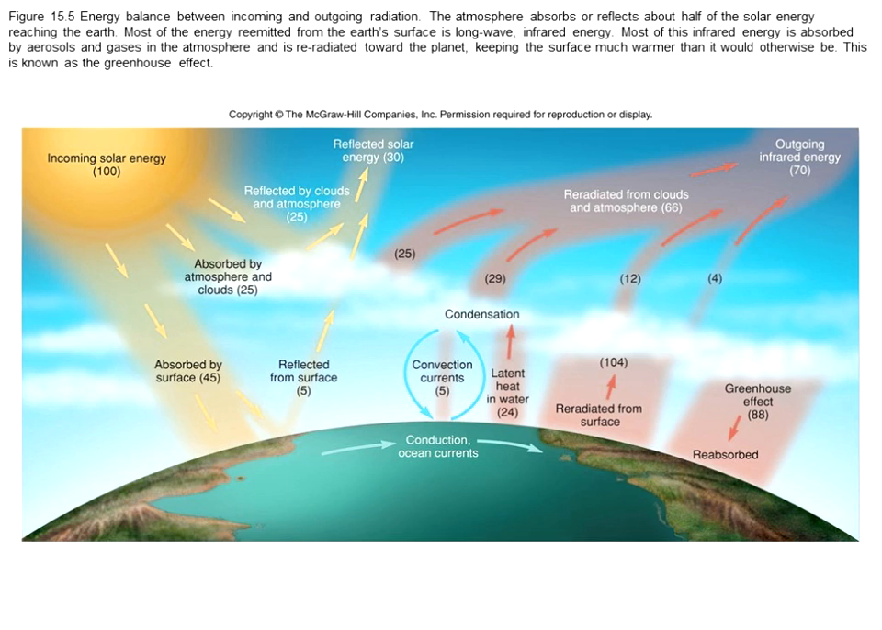Most of the energy re-emitted from the Earth's surface is long wave or infrared energy. So the wavelengths actually change from this absorption and reflection. Most of this infrared energy is absorbed by aerosols and gases in the atmosphere and is re-radiated back towards the planet, keeping the surface much warmer than it otherwise would be. So this is how the greenhouse effect works. Some of these aerosols and gases are actually beneficial. Our planet would be much colder without them.